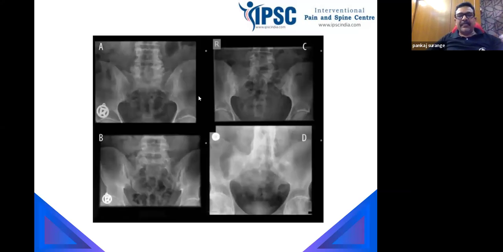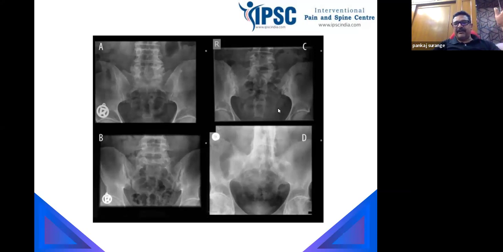Also, we can see the SI joints on X-ray. This is one of the investigations of choice for the advanced spondyloarthropathies like ankylosing spondylitis. But we must remember, whenever you have a patient who comes with sacroiliac joint pain, in sacroiliitis, all these features, that means fusion of the SI joint or sclerosis of the SI joint, these are very late features.